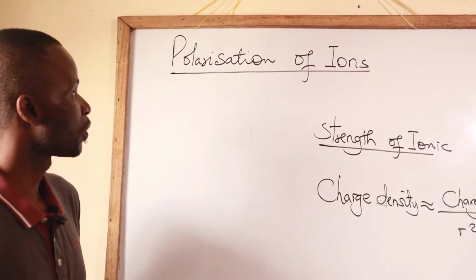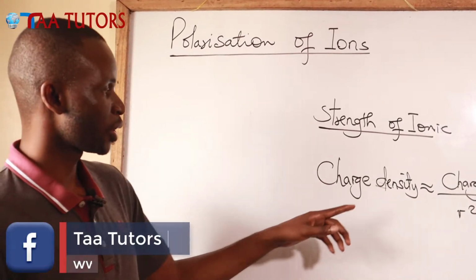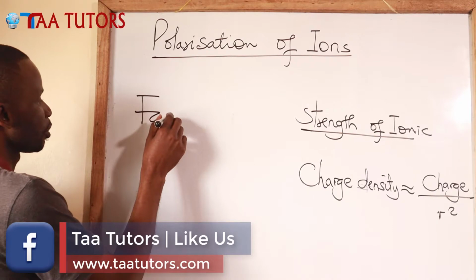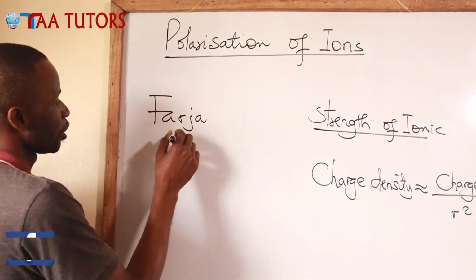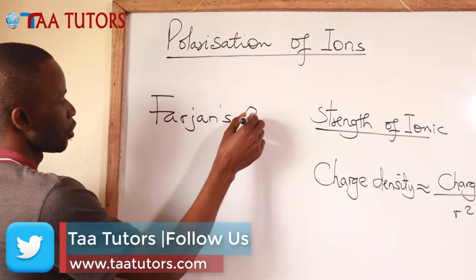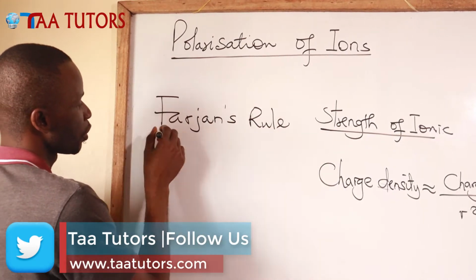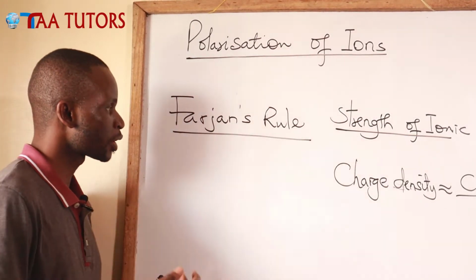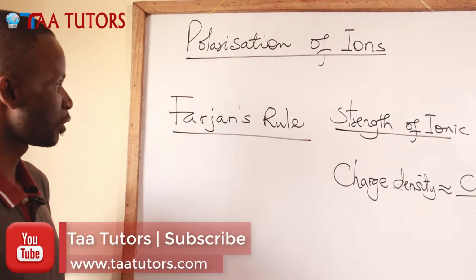Coming to polarization of the ions, we also have to talk about charge density. And in charge density, we'll have to talk about a rule called Fajan's rule. Fajan's rule tries to explain to us the factors that will affect the polarization effect of different ions.